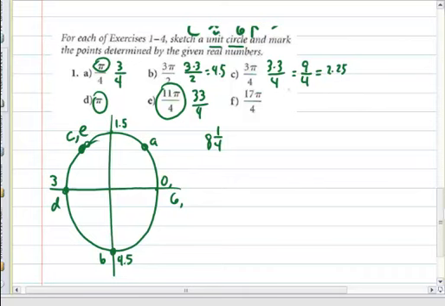And then finally F is 17 times 3, because pi is 3, over 4, or approximately 3. And that's going to be 51 over 4. So what that is equal to is 12 3/4, or 12.75. So I'm going to come around the circle twice. That's once, twice. I'm at 12, and then I'm going to go to 0.75. So this will be point F. So hopefully this helps you as far as recognizing where to place your radian amount on the unit circle.